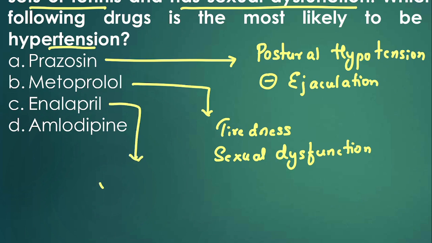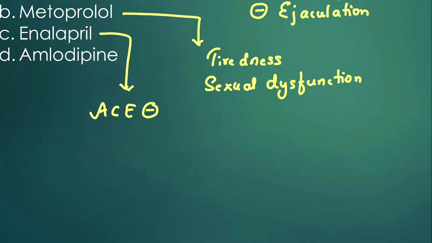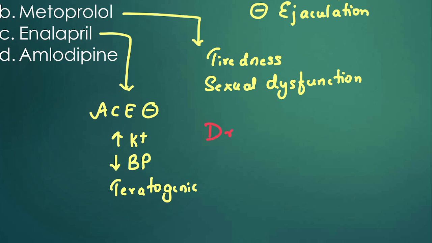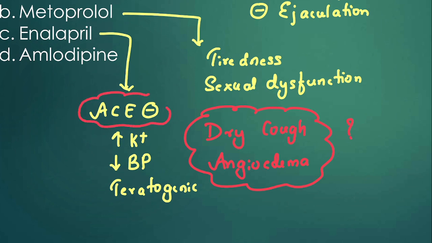Anything ending with pril, we know these are ACE inhibitors. Now the ACE inhibitor's main issue is they increase potassium. They can also decrease the BP. They are teratogenic, so not given in pregnant women. Two important adverse effects: they can produce dry cough, and a rare but serious complication, angioedema. Now you have to tell me in the comment section because of what there is dry cough and angioedema. Tell me the reason for this. So ACE inhibitors are going to cause this problem.